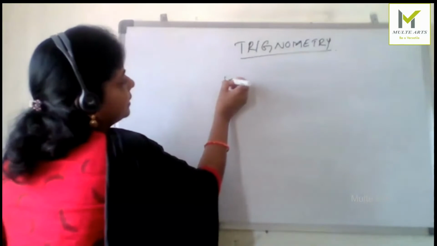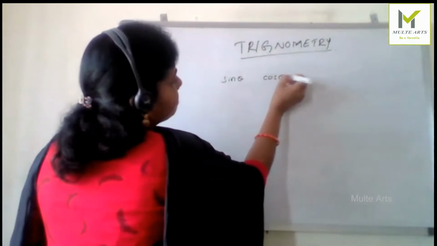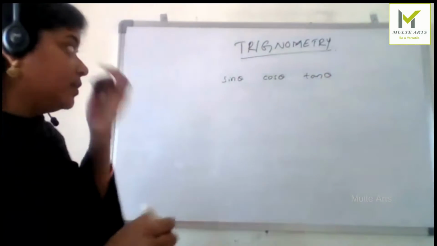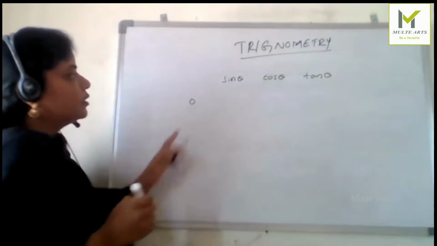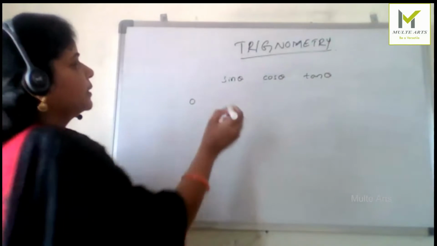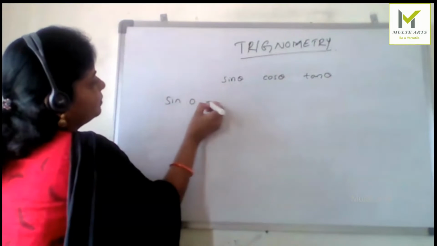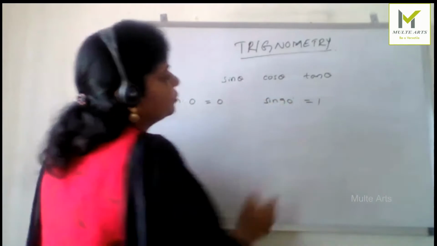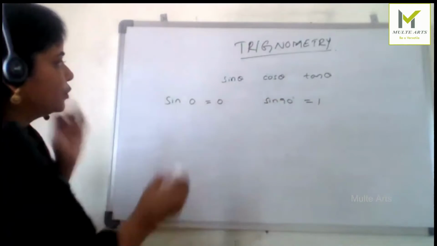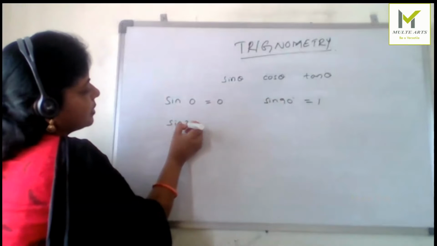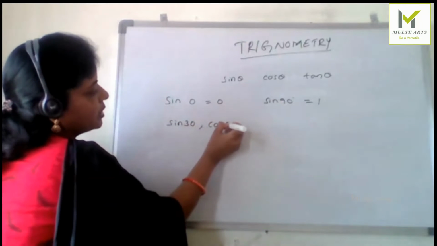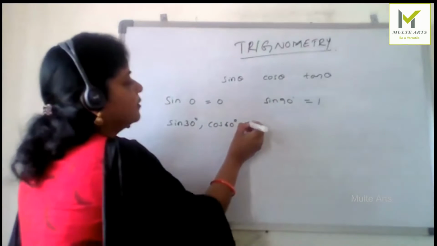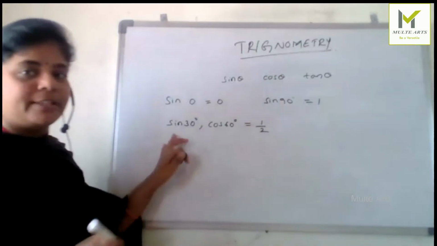Suppose that we have sin theta, cos theta, tan theta, these three, and the angles. Suppose that sin 0 is there. Sin 0 value would always be 0. Sin 0 equal to 0, and sin 90 is equal to 1. And the next one would be sin 30. Sin 30 degrees and cos 60 will always be the same, that is the value will be half, that is 1 by 2.